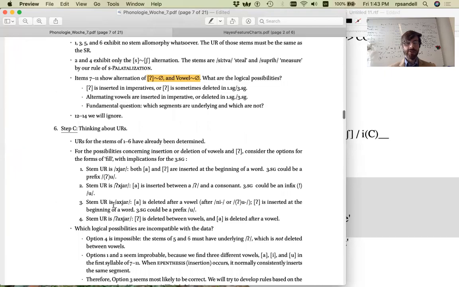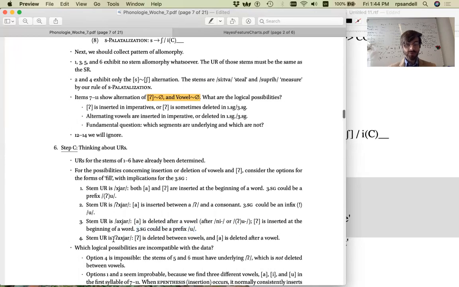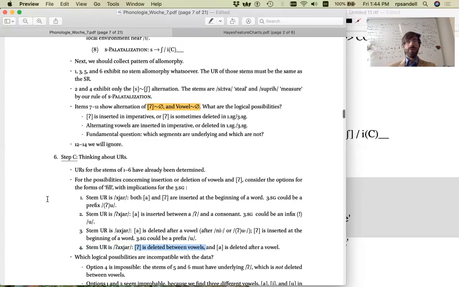And if the glottal stop is not underlying, then we could say that the glottal stop is inserted at the beginning of the word. And again, the prefix for the third singular could simply be u without an underlying glottal stop. And finally, if both of these segments, the glottal stop and the vowel a, are assumed to be underlying, then we would need to assume that a glottal stop is deleted between vowels.